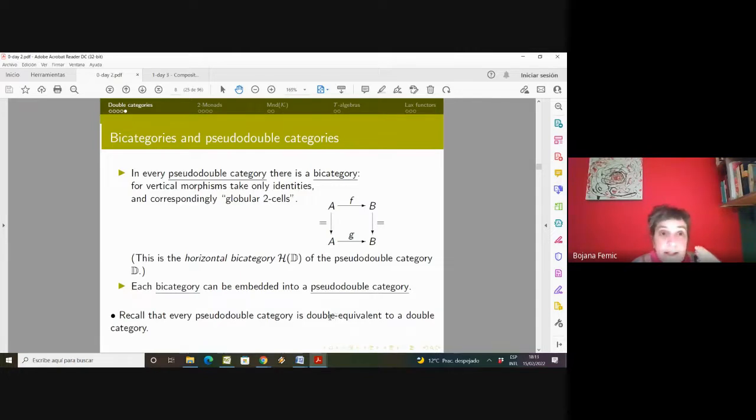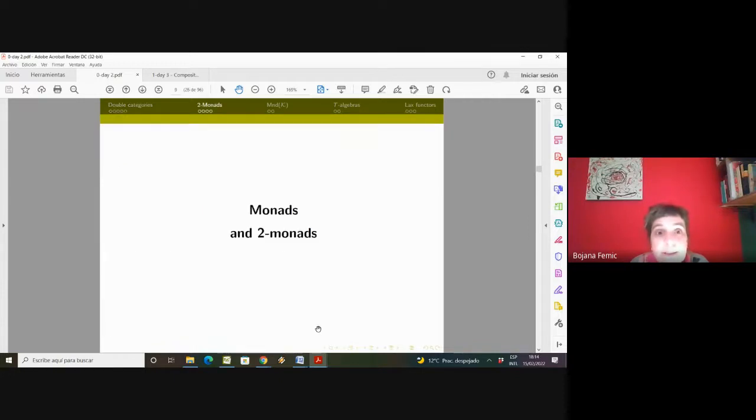And from the end of the previous talk from yesterday, we can recall at this place that every pseudo-double category is double equivalent to a strict double category. So this is good to know for some work with double categories. Okay, so this finishes the first topic of today's talk. And now we go towards the second one, which is about monads and 2-categorical monads.